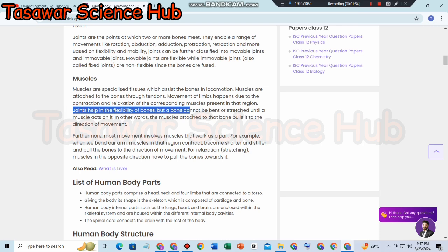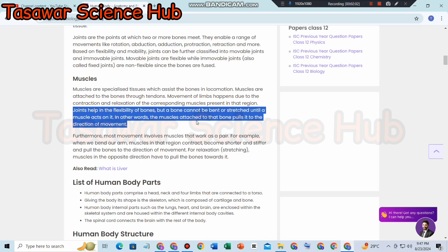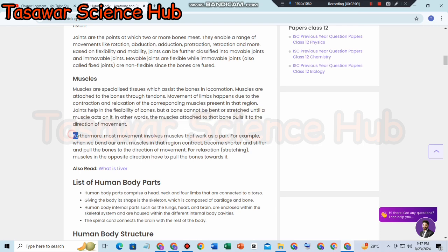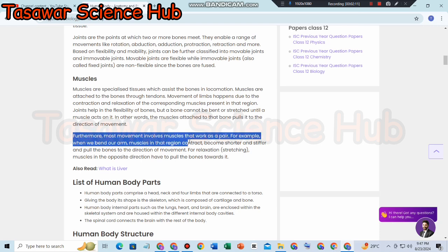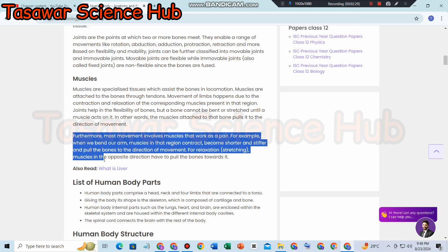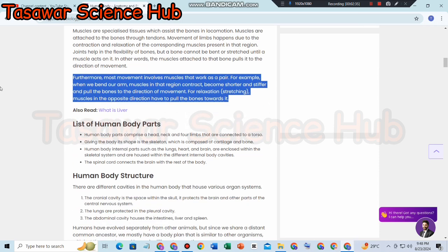Joints help in the flexibility of bones, but a bone cannot be bent or stretched until a muscle acts on it. In other words, the muscle attached to that bone pulls it to the direction of movement. Furthermore, most movement involves muscles that work as a pair. For example, when we bend our arm, muscles in that region contract, become shorter and stiffer, and pull the bones to the direction of movement. For relaxation, stretching, muscles in the opposite direction have to pull the bones towards it.